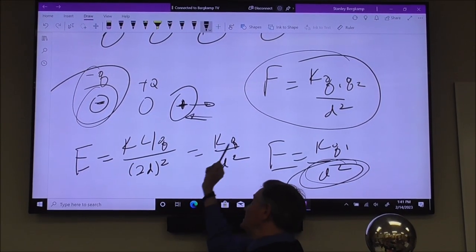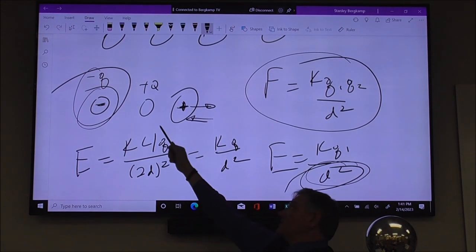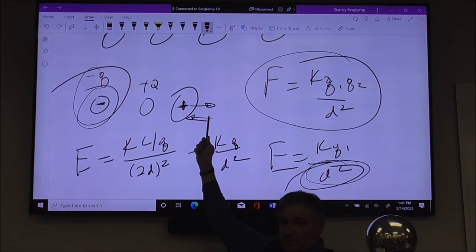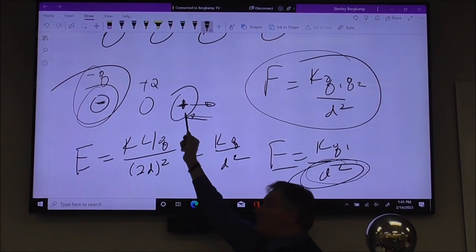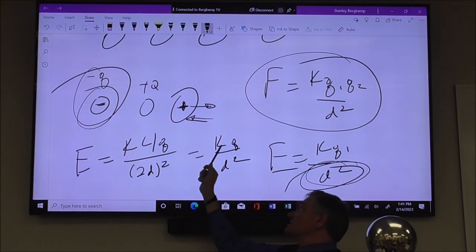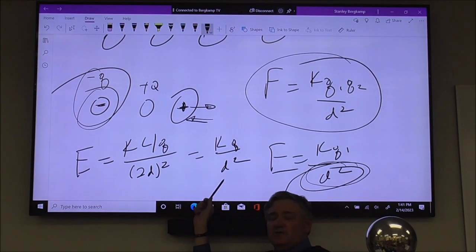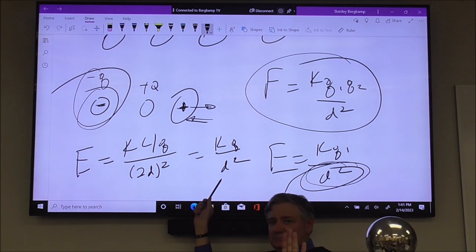So this is the electric field generated from that positive Q. We're just going to call this distance D. So that's going to be KQ over D squared. I don't know the numbers. I don't care about the numbers.